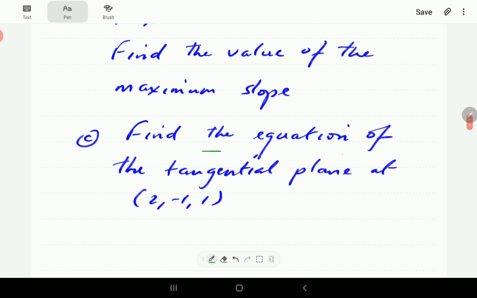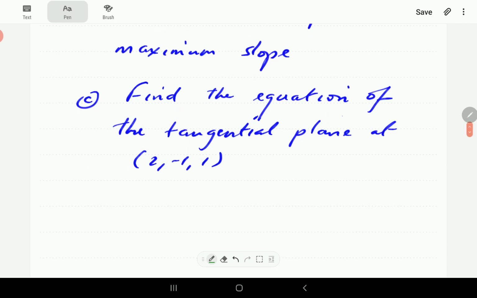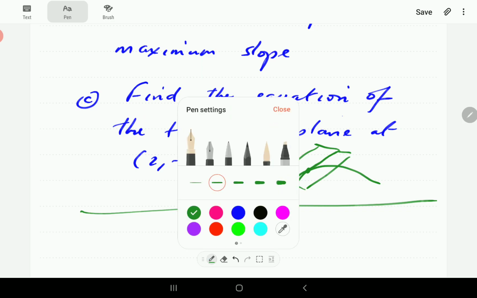Then finally, we're going to find the equation of the tangential plane at the same point. The tangential plane is a bit like a tangent in 2D. But if you are in 3D, then this is actually going to be a plane, something like that, and it touches your surface at only one point. So okay, let's get on with the first one.